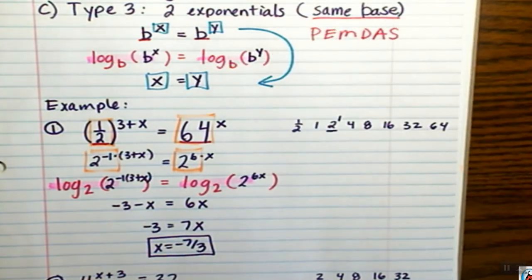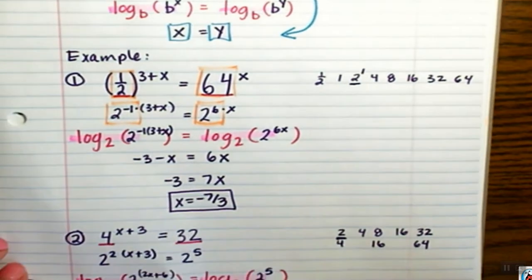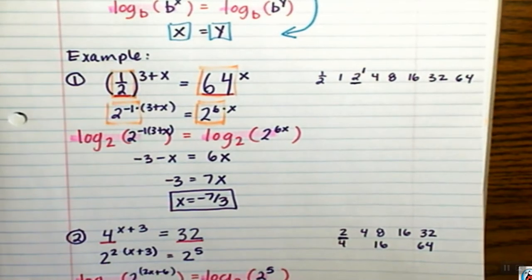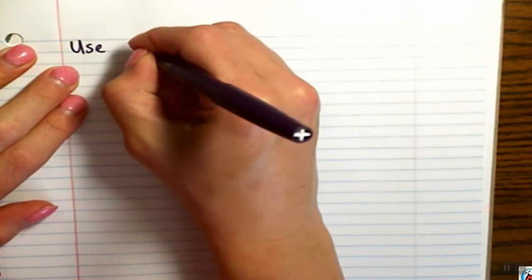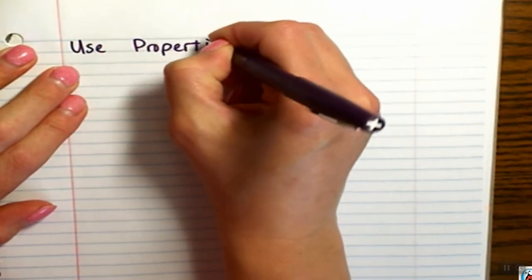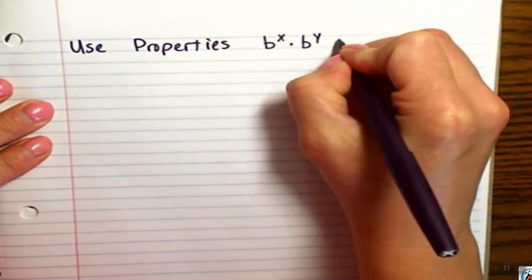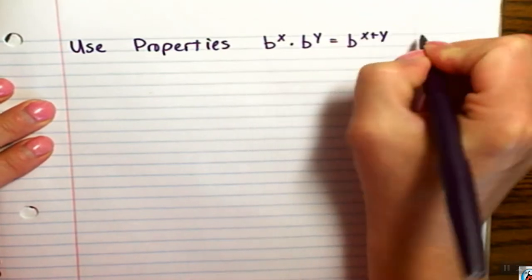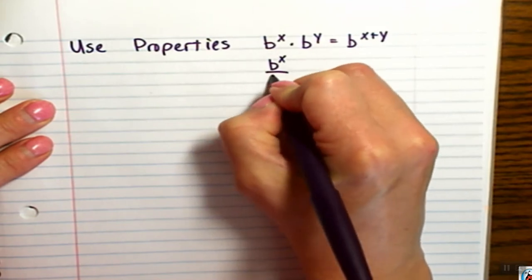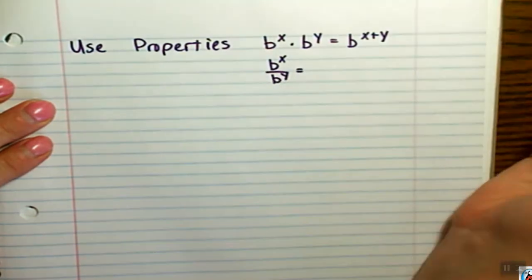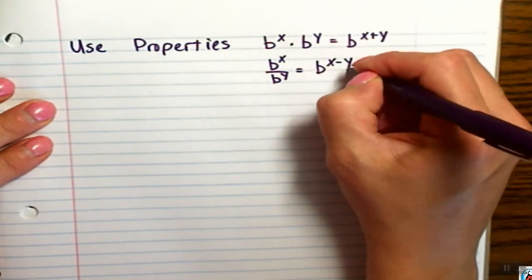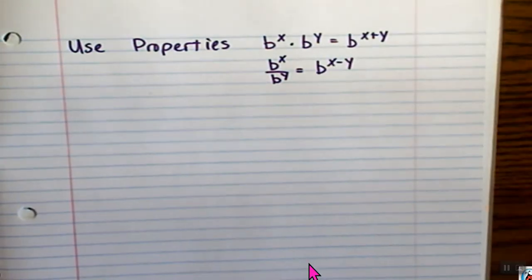Okay, so now we're going to up the difficulty just a little bit here. We're going to look at where we have two exponentials, but we might have some other properties to use in order to manipulate the equation into a more usable format. So let's remember that when we multiply two exponentials, we add their exponents. Similarly, if we divide two exponentials, we subtract their exponents.